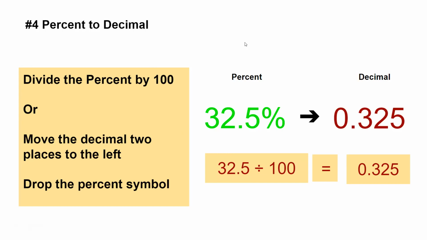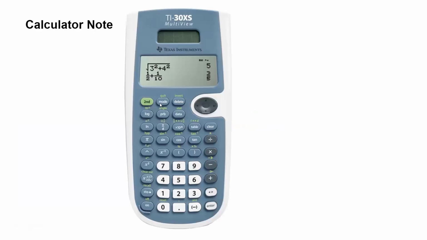All right, let's take a look at 3 examples here. But before we get to that, I want to point out a very handy feature on the TI-30 calculator.